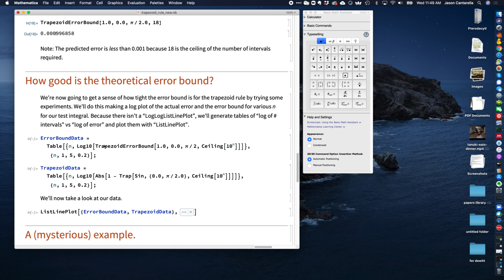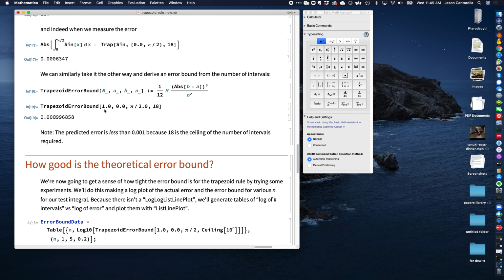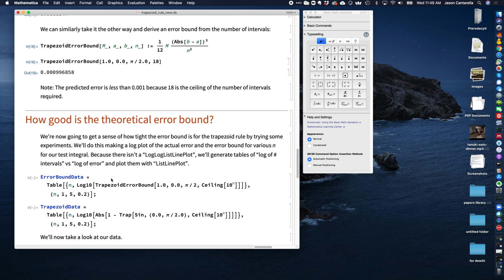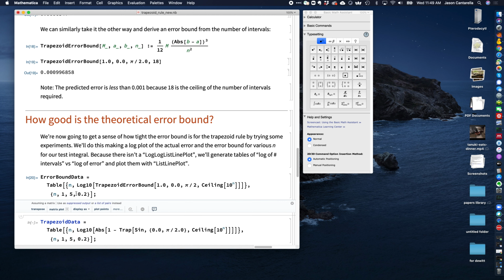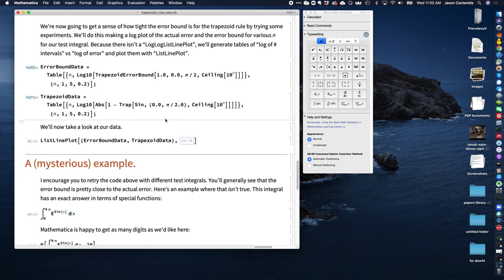For the test integration, the function is sine. Remember our m value is 1.0. That's the lowest m that will bound the absolute value of sine on the interval of integration. So I can compute error bound data for various values of subdivisions, and I can also compute the actual performance of the integrator.